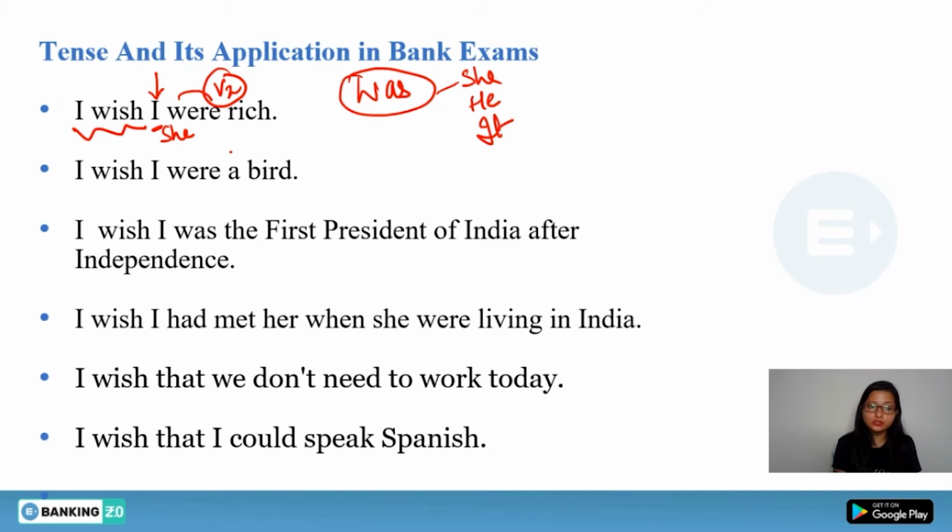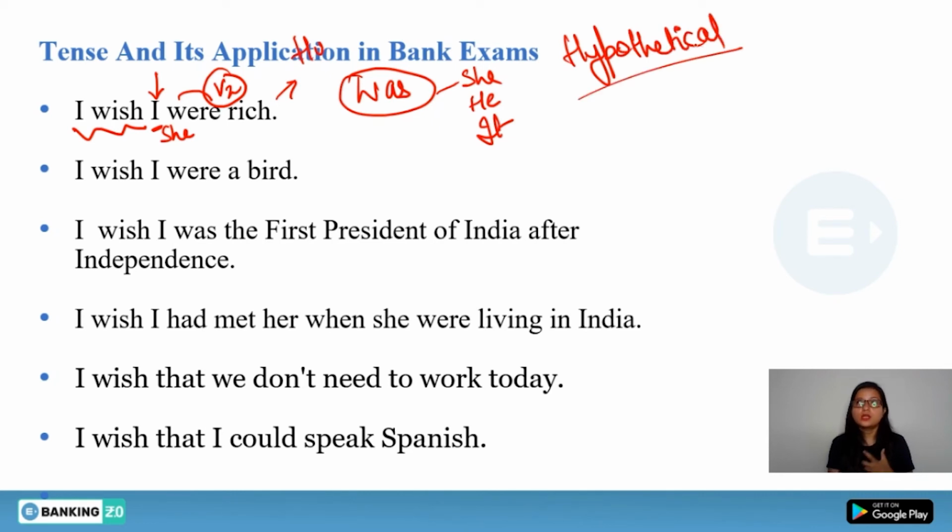Okay, understood? I wish I were rich. Again, this sentence is talking about a hypothetical or unreal situation which is not real. I wish I were a bird. I wish, but I'm not a bird. I'm just hoping for something, or I am just imagining something which is not possible. Okay, this sentence: I wish I was the first president of India after independence.